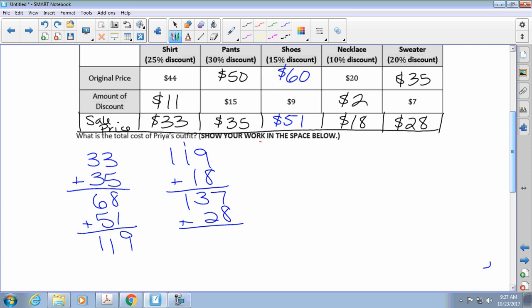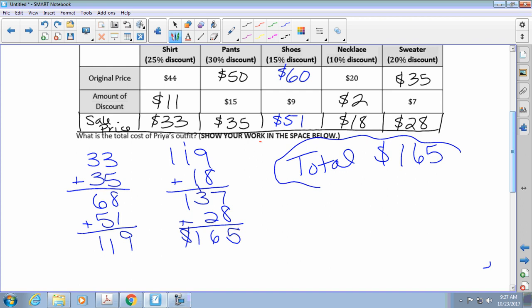7 plus 8 is 15. Carry the 1. 1 plus 3 is 4. Plus 2 is 6. And then 1 right there. So we know the total outfit price is $165. Who here got that correct?